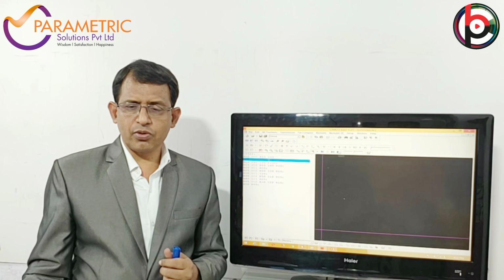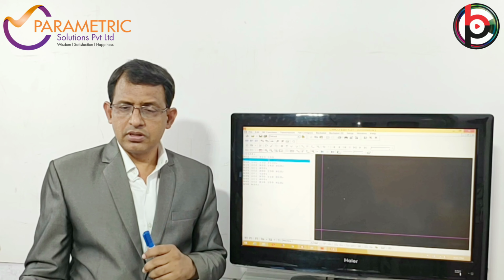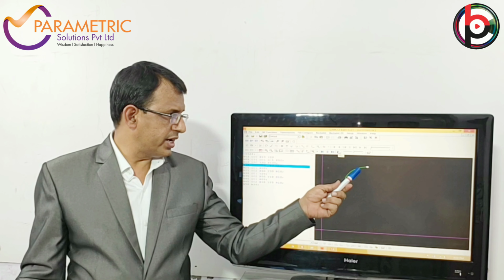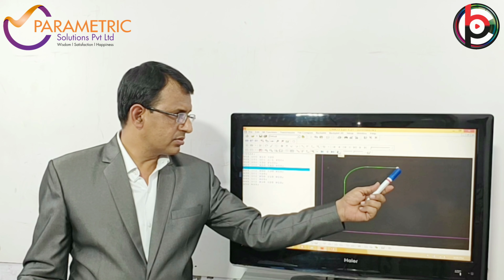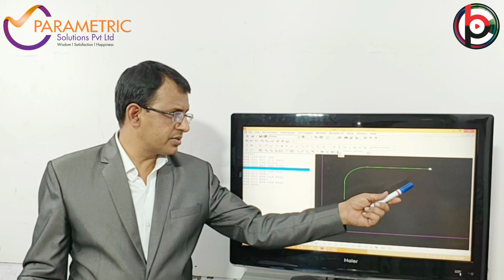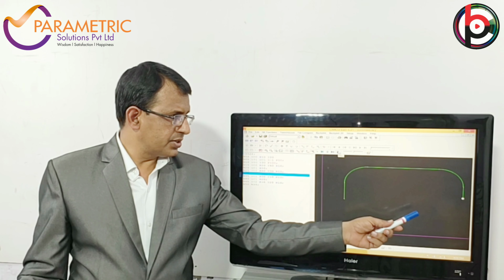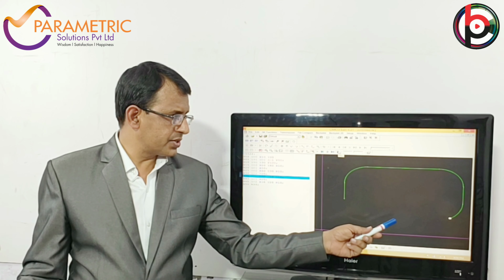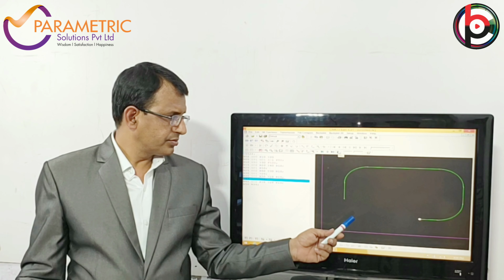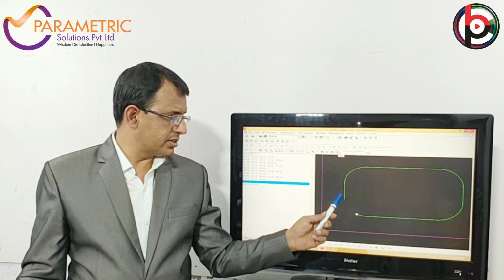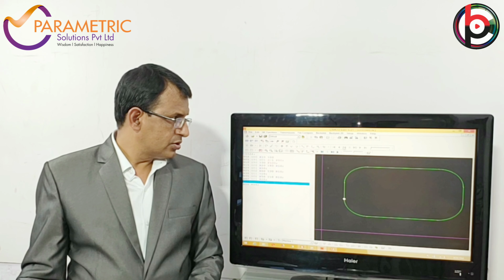So here we can run this program. I already edited it. So this is the starting point. Second point, radius, again straight cut. Then again radius. Then again straight cut. Then again radius, and then straight cut. Again radius, and it ends at the first point.